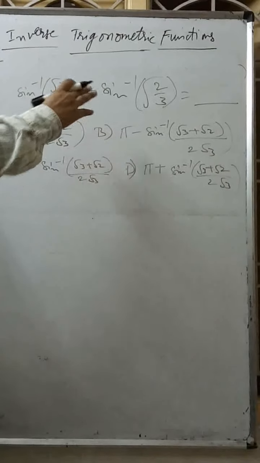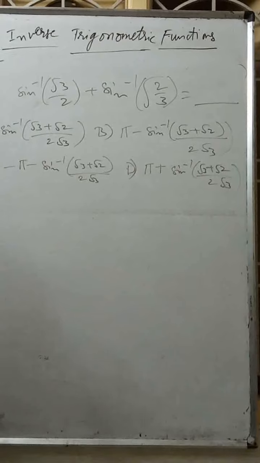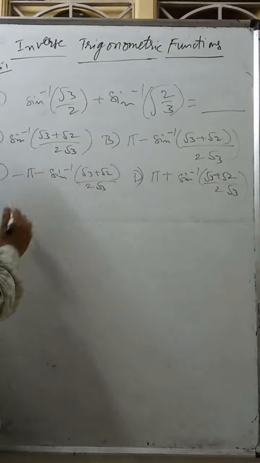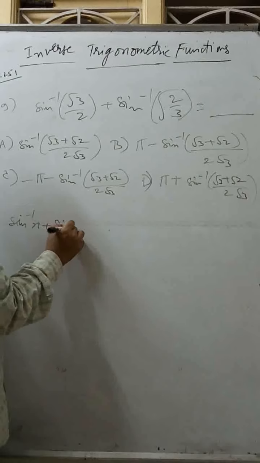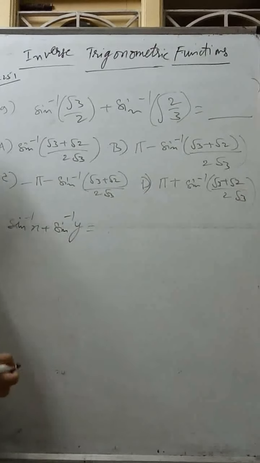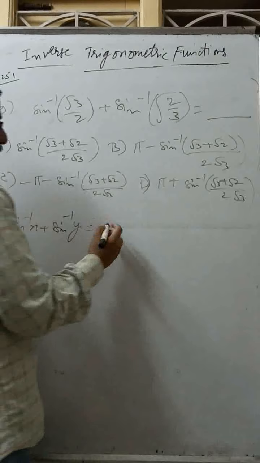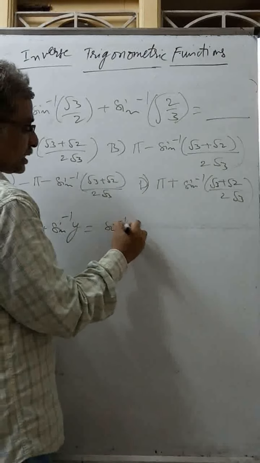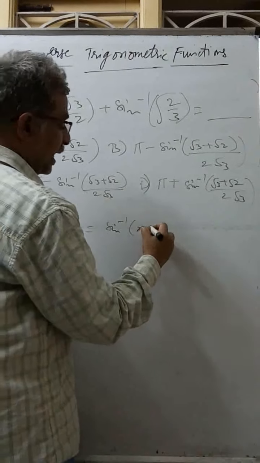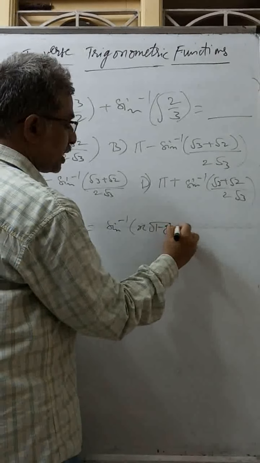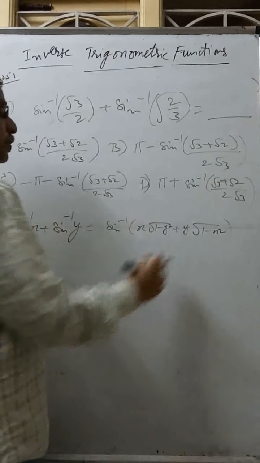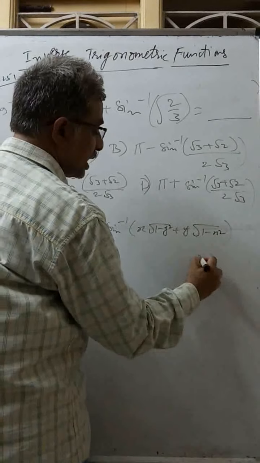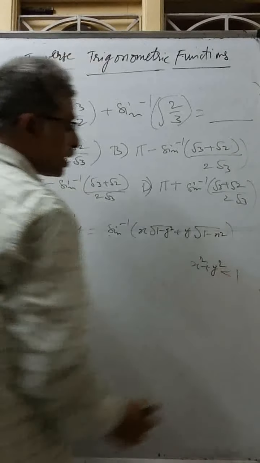Sin inverse root 3 by 2 plus sin inverse of root of 2 by 3 equal to how much is asked? This is like sin inverse x plus sin inverse y. Don't take a, b because I told you 3 formulae for sin inverse x plus sin inverse y. So here the cases are very important. What is the sin inverse x plus sin inverse y formula? I gave you 3 formulas. One is sin inverse of x into root of 1 minus y square plus y into root of 1 minus x square. Sin A cos B plus cos A sin B usually we use. This is possible when x square plus y square is less than 1.